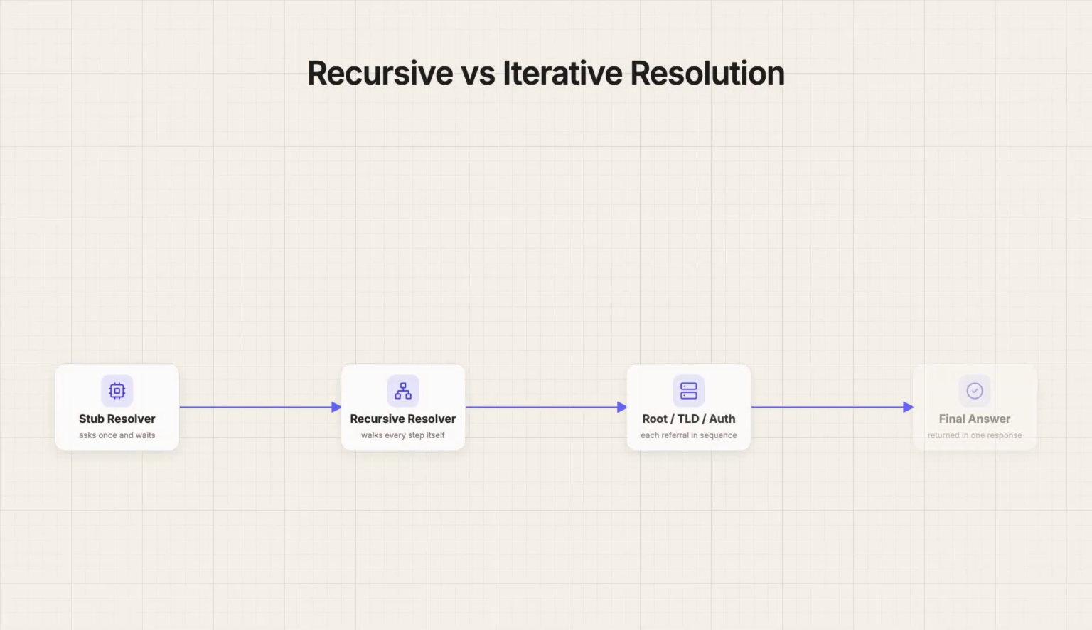Recursive resolution means one party does all the work on your behalf. Your stub resolver asks the recursive resolver and then waits. The recursive resolver iteratively contacts each level of the DNS hierarchy one at a time, root server first, then TLD, then the authoritative server. It collects the final answer and delivers a single clean response back to your stub resolver.